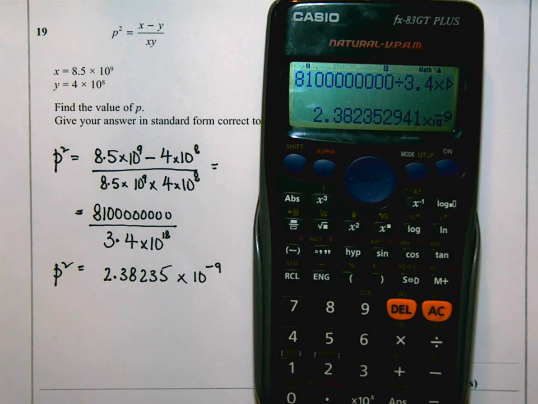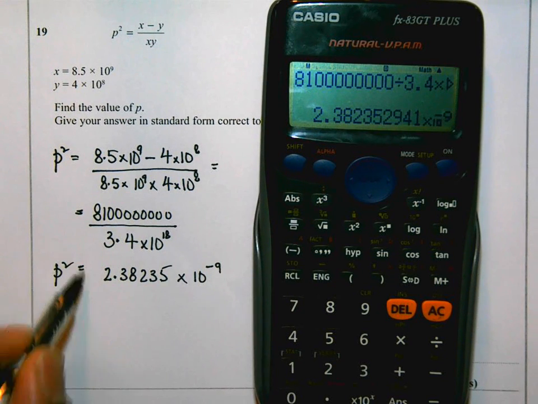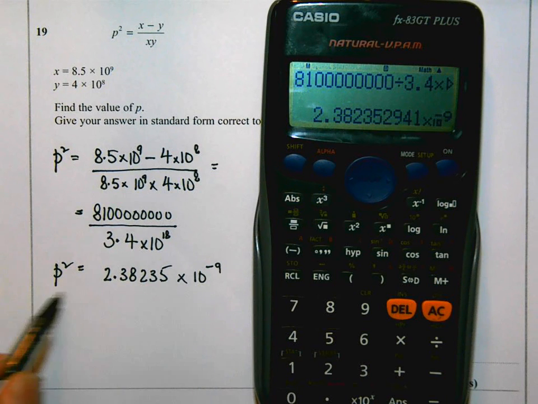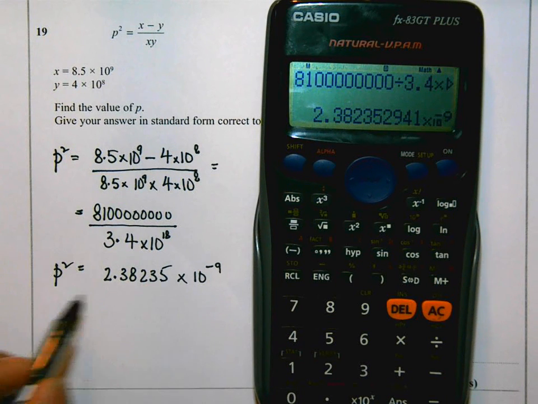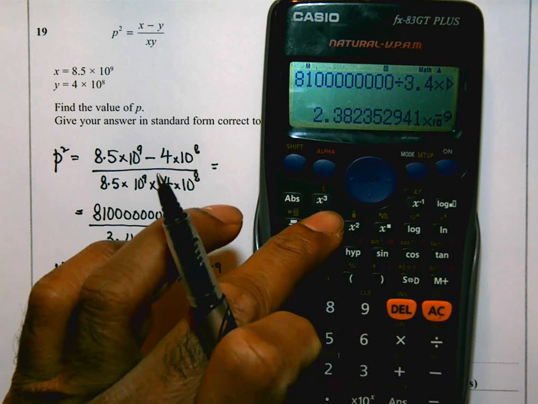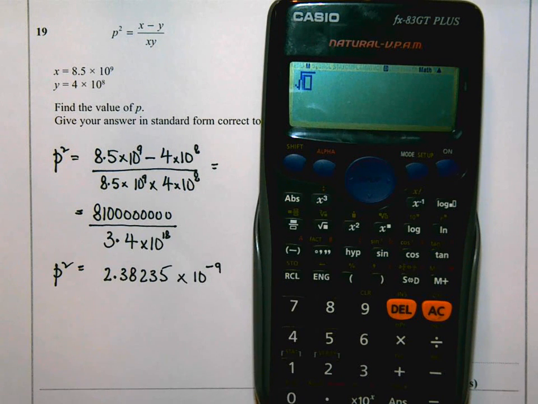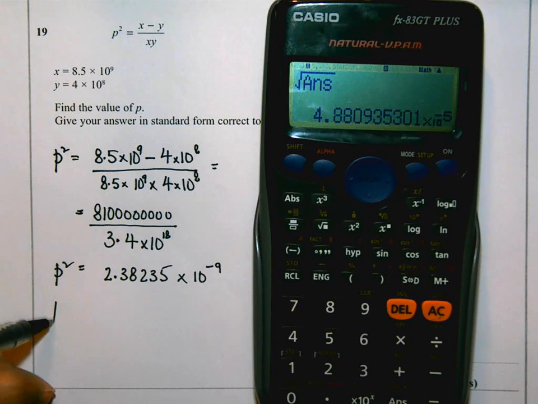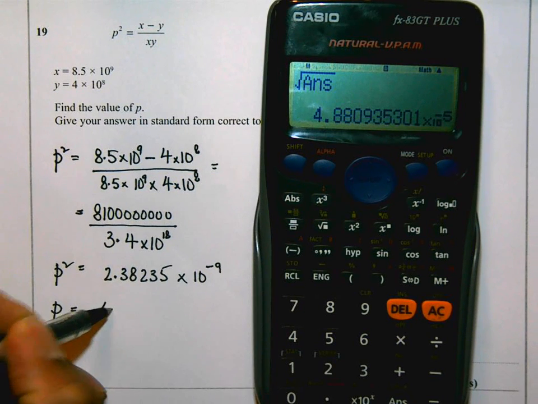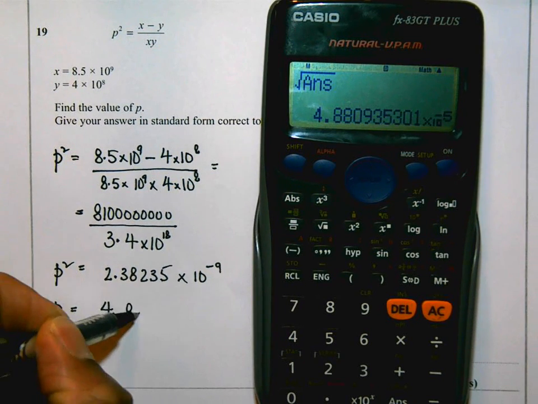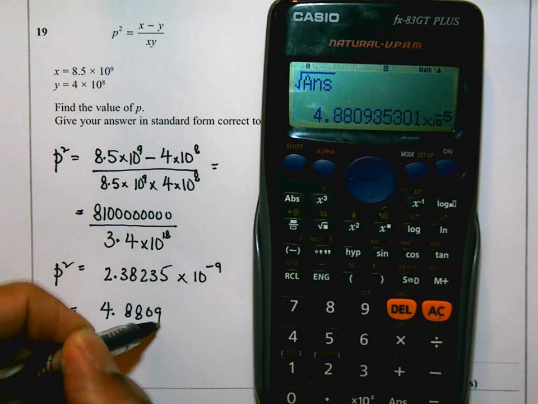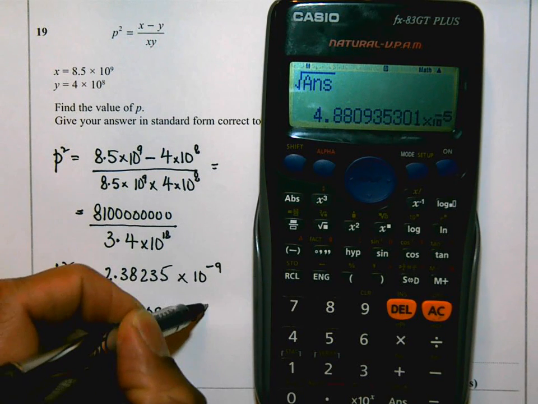Now, we need to remember that this is P squared. Now I still need to do one more thing to this. I need to square root this number. So if I press square root and answer, that's the last thing that came up on my calculator, press equals, and I've got P is equal to 4.8809 times 10 to the power of minus 5.